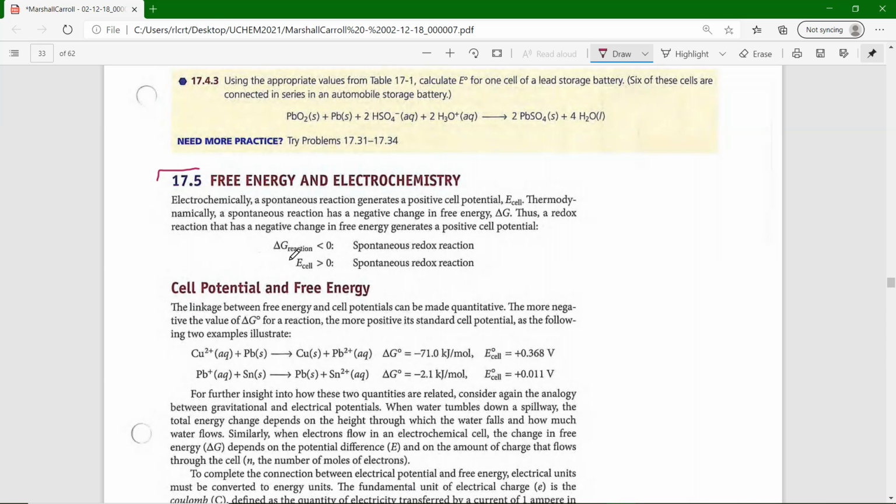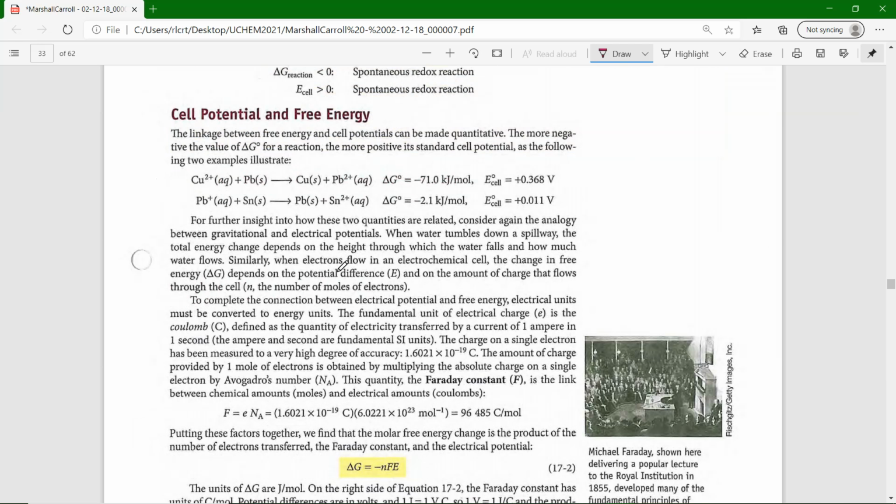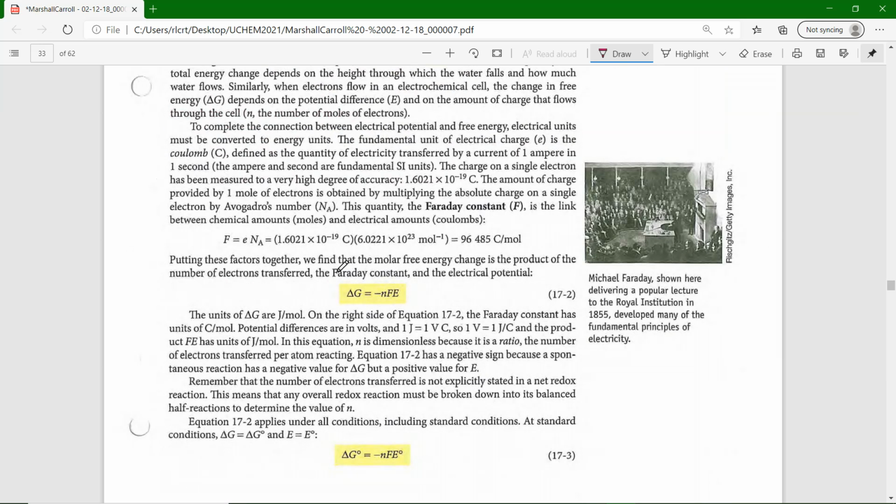We've looked at delta G before. If delta G is less than 0, it's spontaneous. And we also know that if the cell voltage is greater than 0, it's spontaneous. Can we link the two together? The answer is yes. And we need a constant to help us determine that. And the constant is called the Faraday constant. It links chemical amounts in moles and electrical amounts in coulombs.